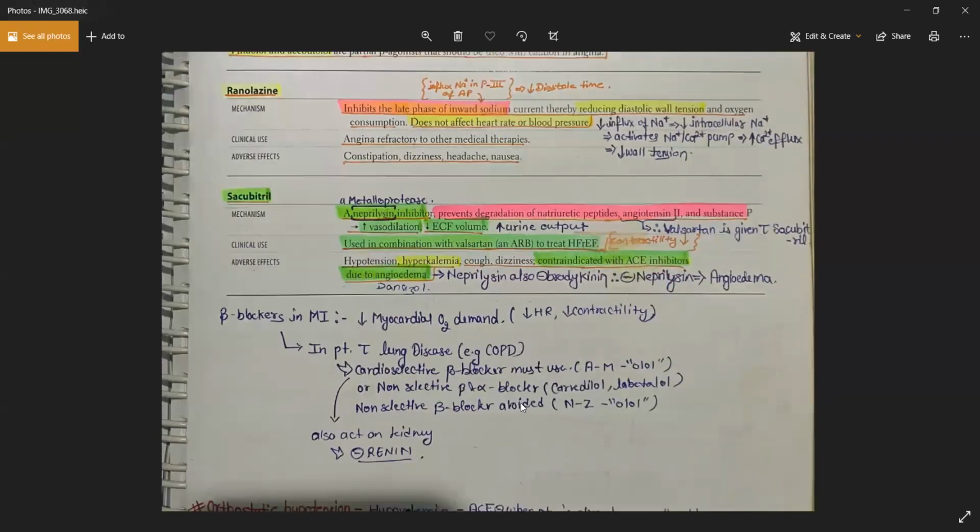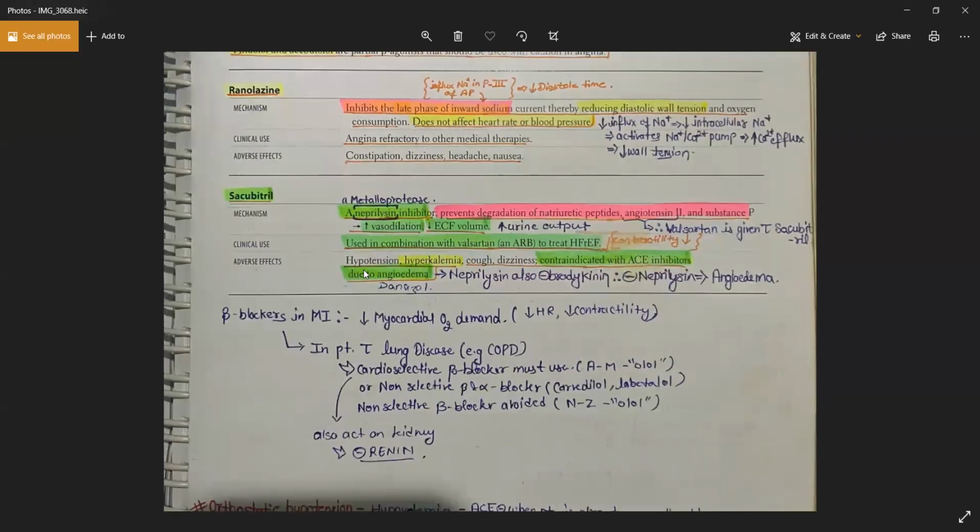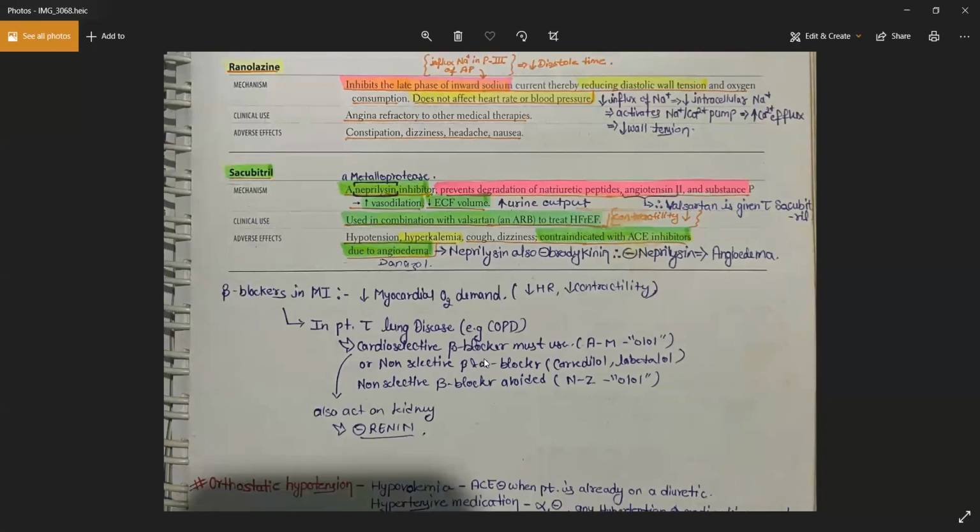Okay, they can cause hypotension, and they can cause hyperkalemia because of the ARBs. Generally, you give them with the ARBs, that can cause hyperkalemia, of course. It can cause a slight cough because of bradykinin. Okay, because the neprilysin is actually causing the degradation of the bradykinin, but now the bradykinin is too much. That can cause the cough. Dizziness can occur. Okay, that would be everything.